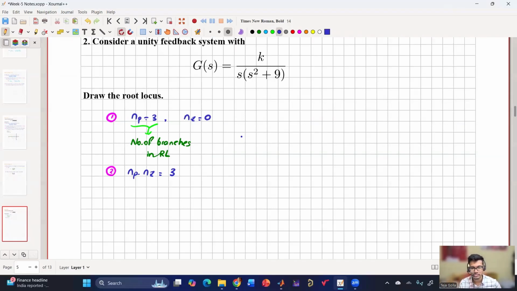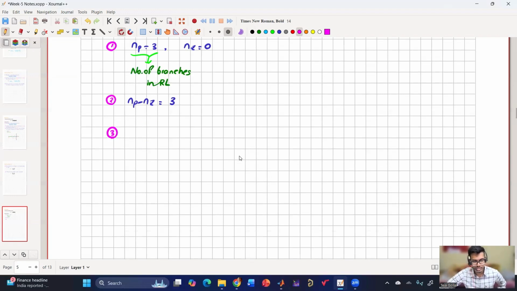Is that clear? Yes, sir. Okay, NP minus NZ is 3. And then point 3 says that for points lying on the root locus, on the right hand side, the summation of poles and zeros is an odd number. So we'll see the third point.